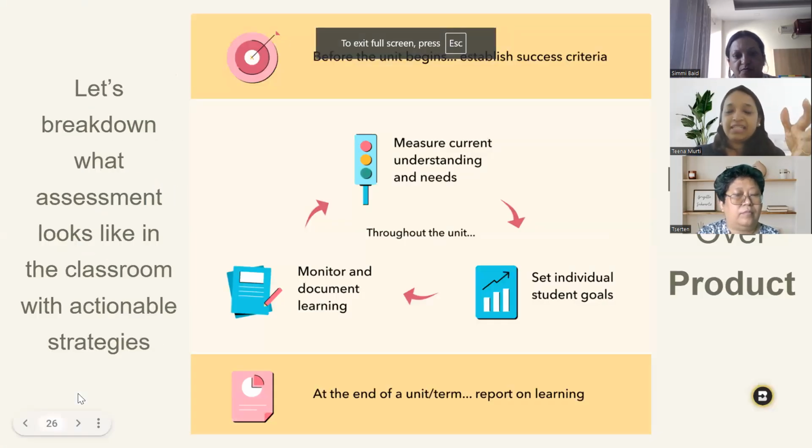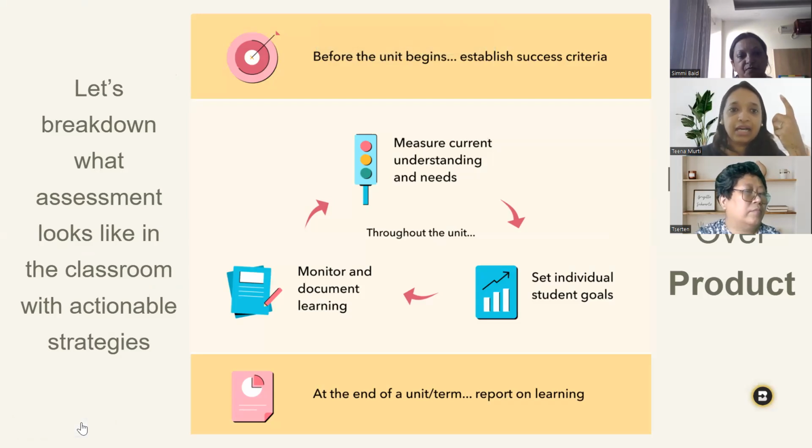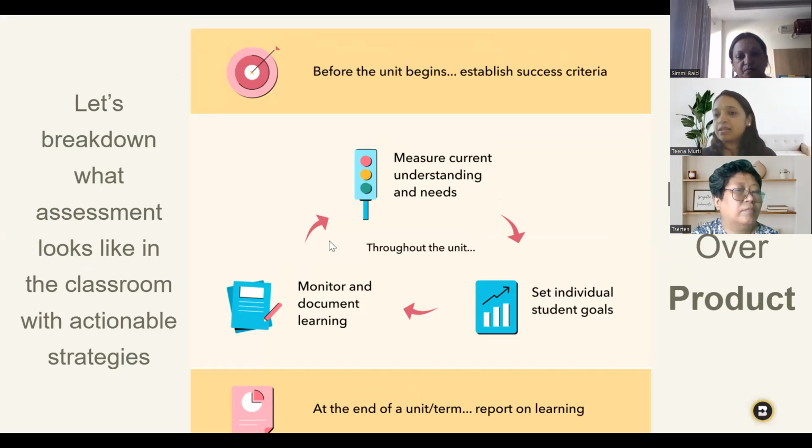Okay, so I've been saying that process is much more important than product. And so when we start, we always establish our learning intentions and the success criteria, right? And then we roam around this circle, isn't it? We measure the diagnostic assessment or the prior assessment we do to understand where children are, and then we set up individual student goals. Though I'm not able to do individual goals, yes, in groups, because having 25 children and then doing that becomes sometimes too much.